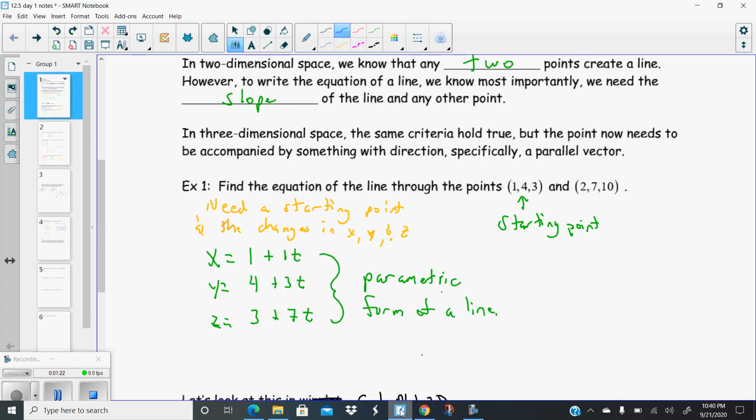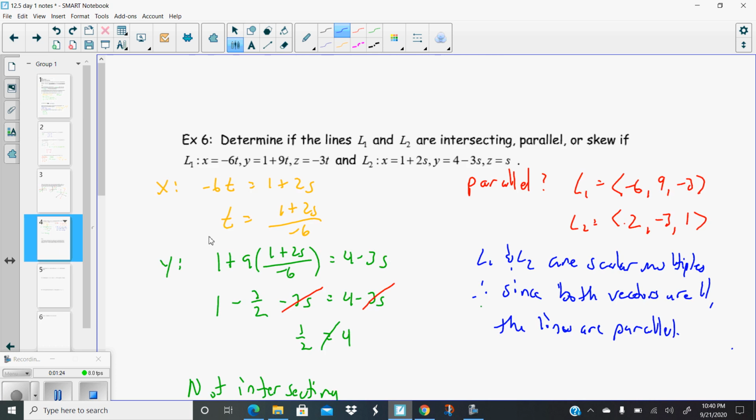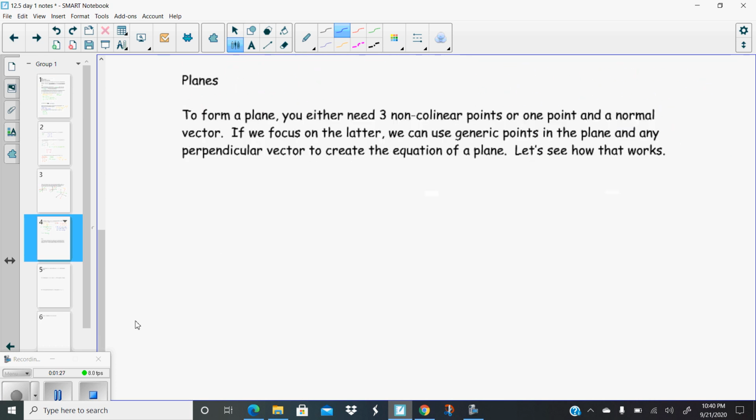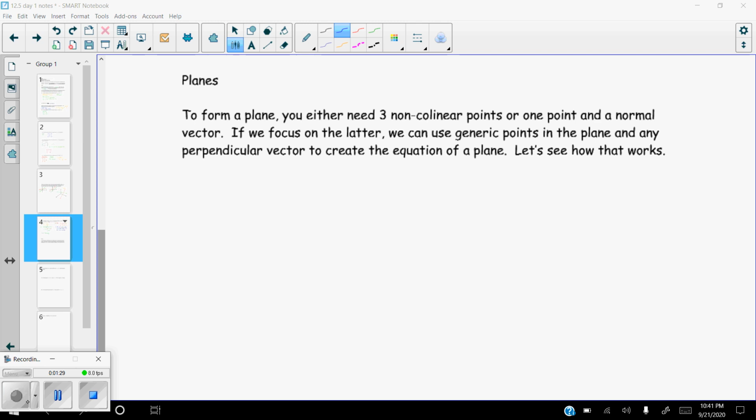So now we'll come back, and we're going to start talking about planes. While these are not planes that fly, they are planes in space. So let's take a look at what you need. To form a plane, you either need 3 non-collinear points or 1 point and a normal vector. That's important because you can do a plane either way.